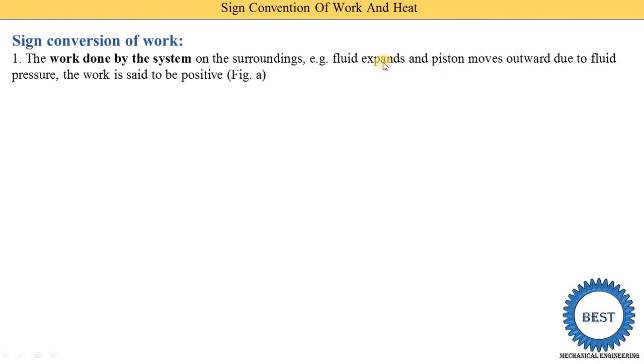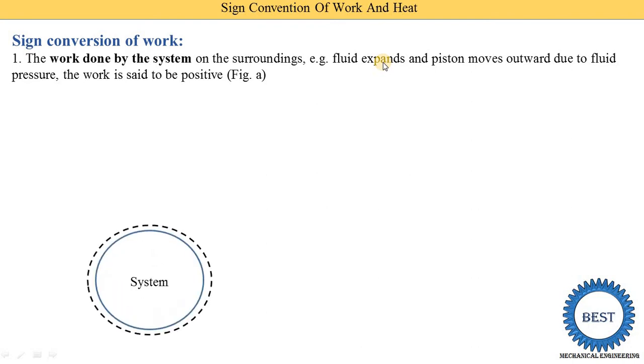One example is given: the fluid expands. That is a cylinder piston arrangement. In this cylinder piston arrangement, the fluid expands and the piston moves outwards due to the fluid pressure. The work is said to be positive. Here you see we consider one system, and the outside is the surroundings. When the system gives work as an output, and work is generally denoted as W, it is considered as positive work. So here I have written positive work.